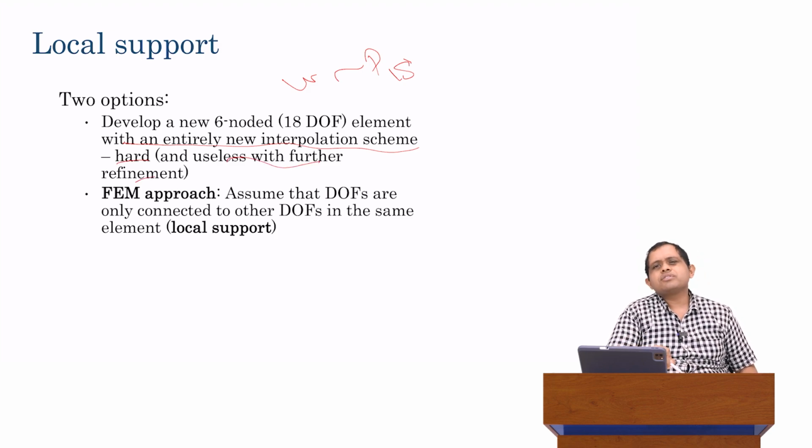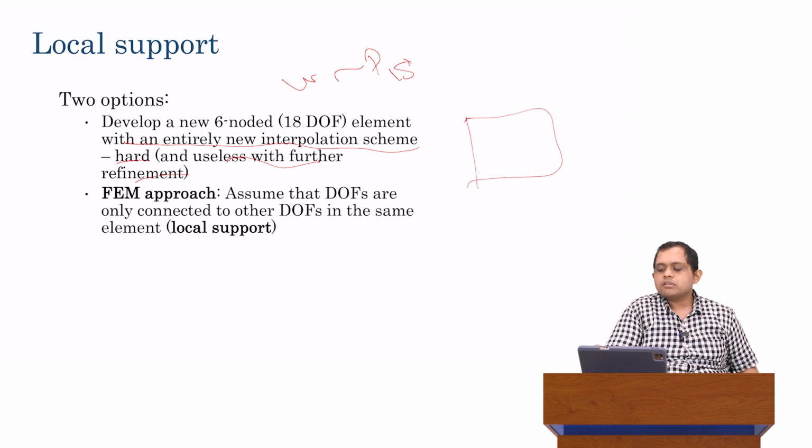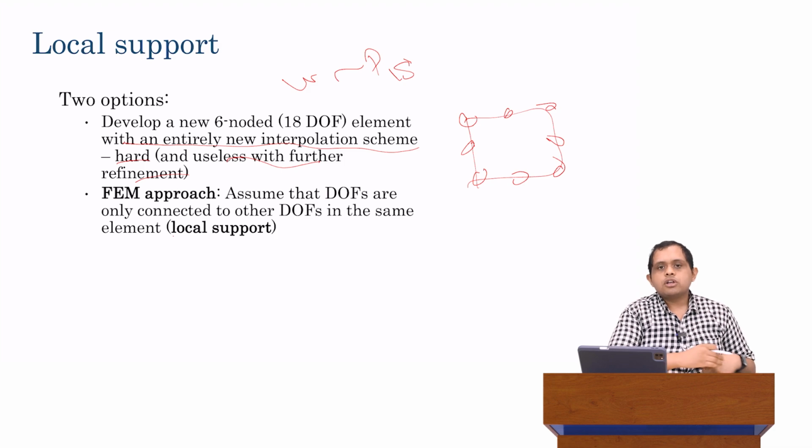It's also quite useless with further refinement, because if I started with 6 nodes, what stops me from adding 2 more nodes, for example, over here? Nothing stops me. And so I might have 18 degrees of freedom, and I can immediately go to another 24 degrees of freedom. So no matter how many degrees of freedom you have, I can always give you more degrees of freedom. So it's not a generalizable approach. I guess that's the point I'm getting at.